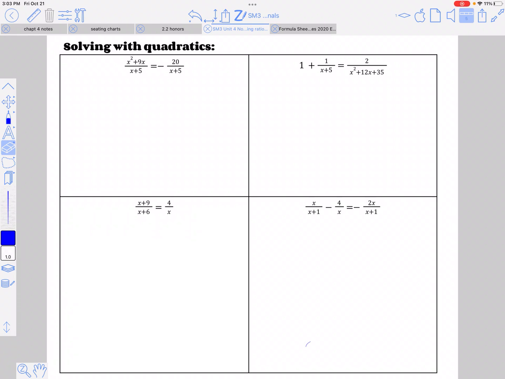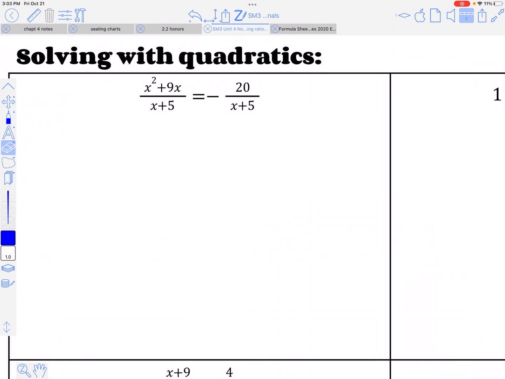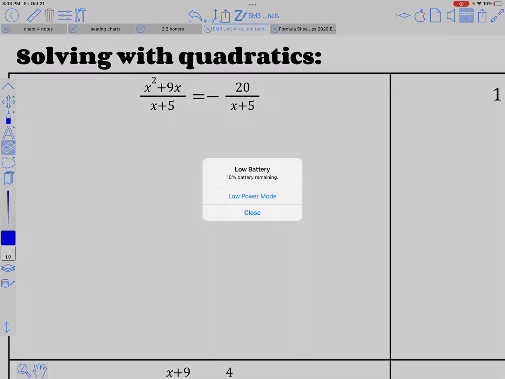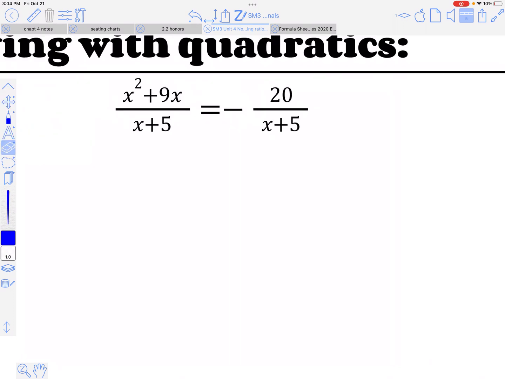This is 4.2. This is our second day of solving rationals. So this is page 10 in the note packet. All right, so what we're going to do is kind of the same thing that we did in 4.1. We've got to clear the denominators. So the denominators are going to make this a little bit trickier to solve.